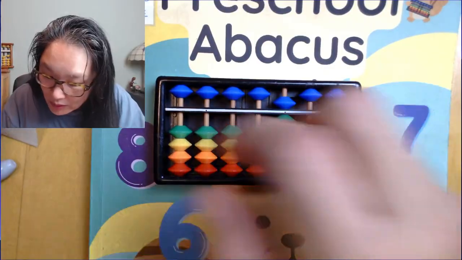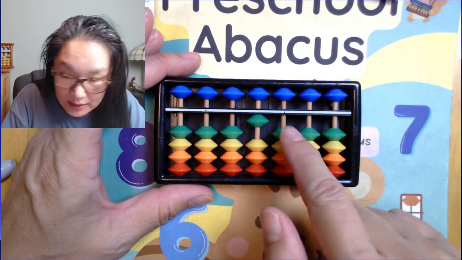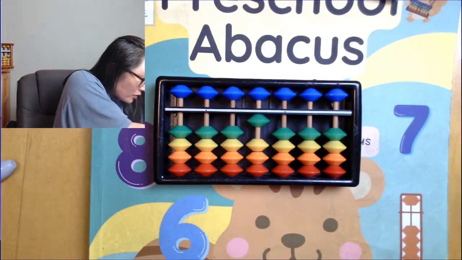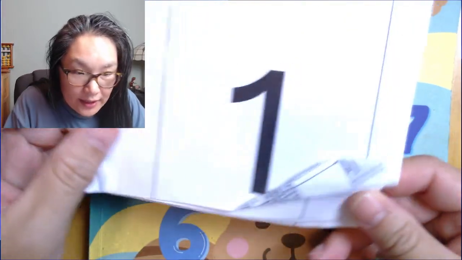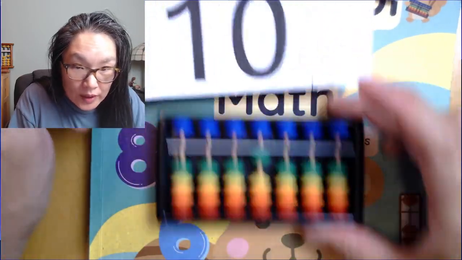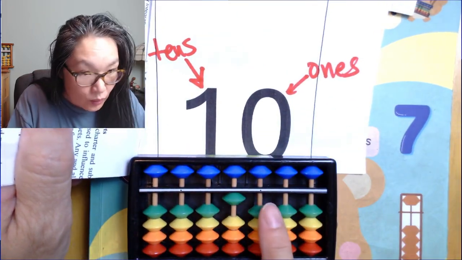Well, then you might be wondering, what happened to 10? Well, 10 is 1 and 0, just as we have it here. If I was to write it, it says 1 and 0. This is 10. Because we have 10, we can show that on our abacus. We have tens and ones.